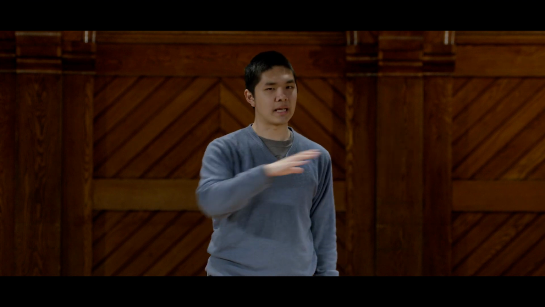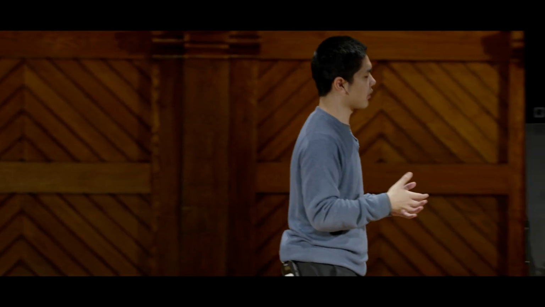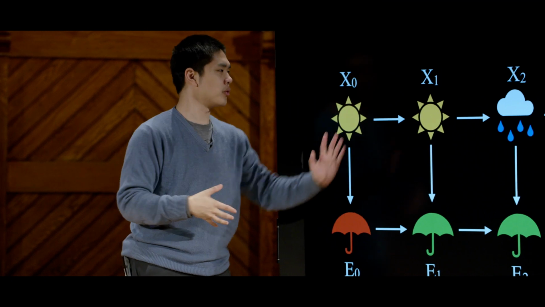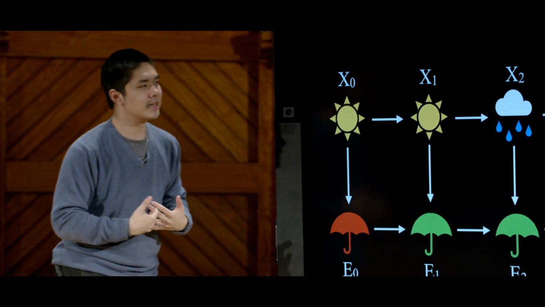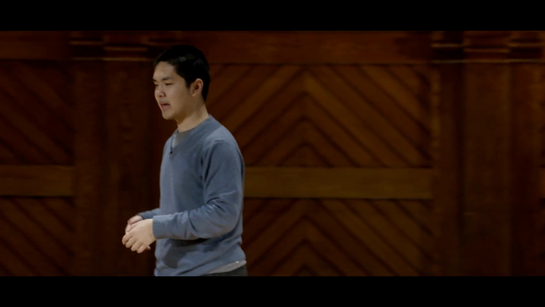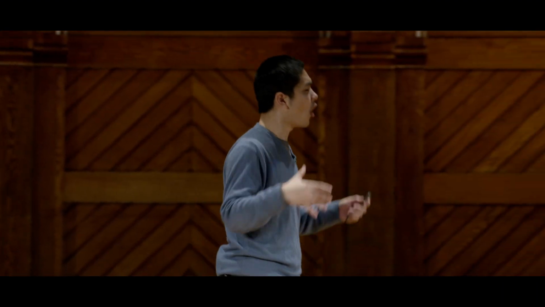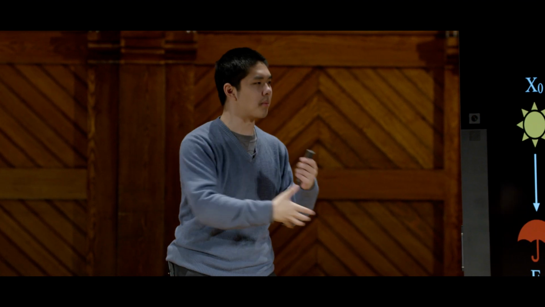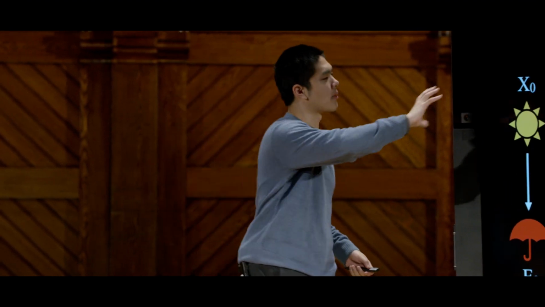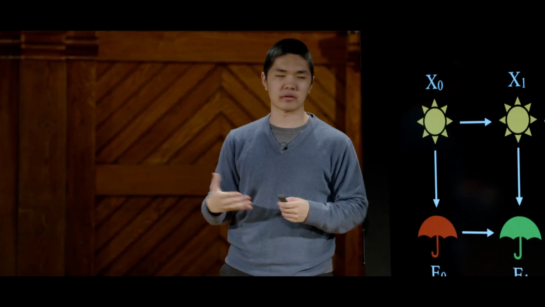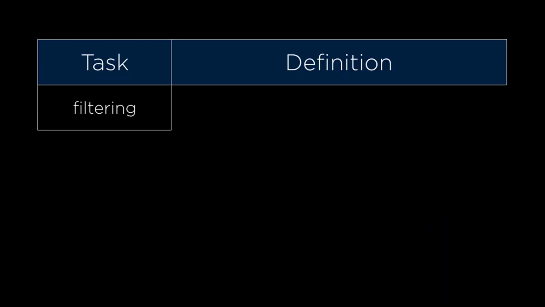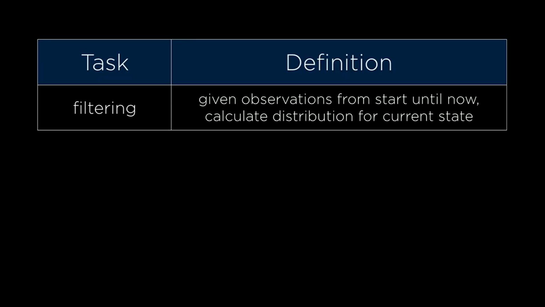And there are a number of possible tasks that you might want to do given this kind of information. And one of the simplest is trying to infer something about the future or the past, or about these sort of hidden states that might exist. And so the tasks that you'll often see, and we're not going to go into the mathematics of these tasks, but they're all based on the same idea of conditional probabilities and using the probability distributions we have to draw these sorts of conclusions. One task is called filtering, which is given observations from the start until now, calculate the distribution for the current state.